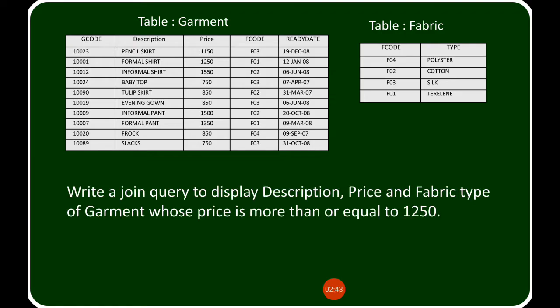Now here is a question: write a join query to display description, price and fabric type of garment whose price is more than or equal to 1250. Here we have to fetch the values of garment description, price and fabric type from the other table, that is the second table. It means we have to use two tables, and in that also we have to see the price is more than 1250. So we'll write a query for that.